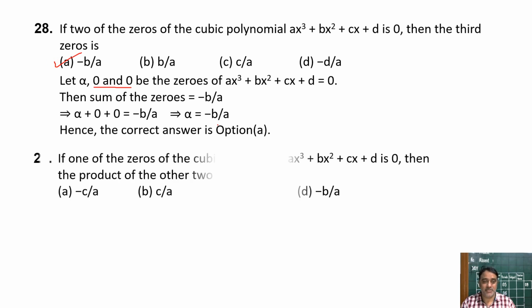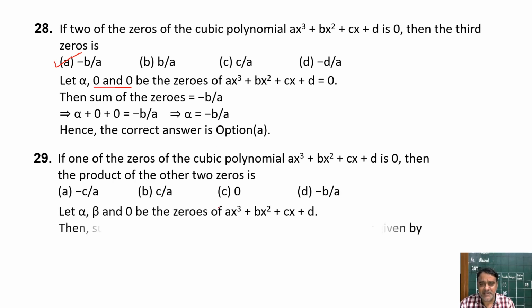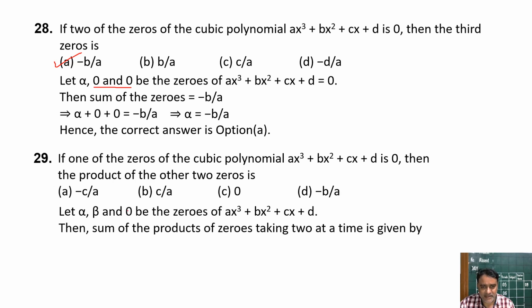Now 29th question. If one of the zeros of the cubic polynomial is 0, then the product of the other two zeros is, right. So very good question. So what is the formula for the sum of the product of zeros taking two at a time? C by a. Very good. So यहाँ पर हम लोग अल्फा, बीटा और जीरो ले रहे हैं क्योंकि यहाँ पे एक 0 दिया हुआ है. So the sum of the product of zeros taken two at a time is given by this formula, c by a. So यहाँ पे देखो ये भी 0 हो जाएगा और ये भी 0 हो जाएगा.